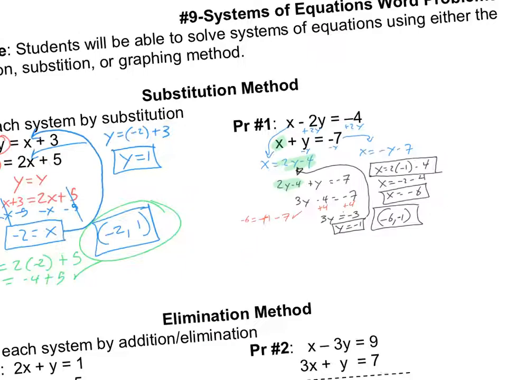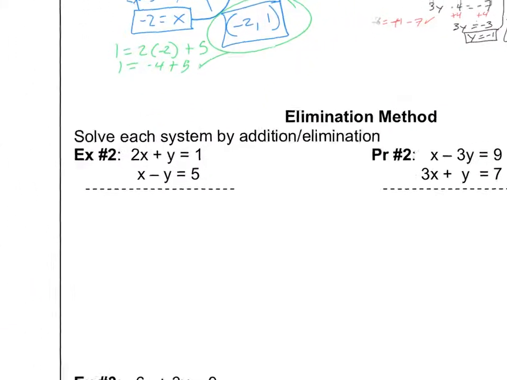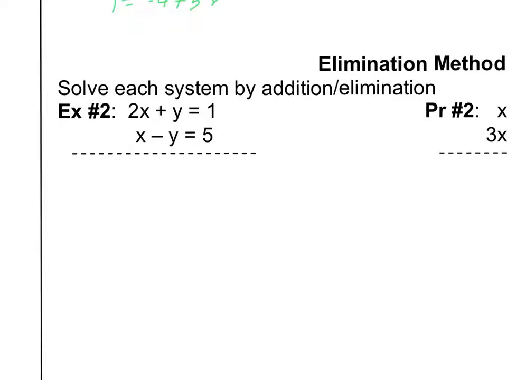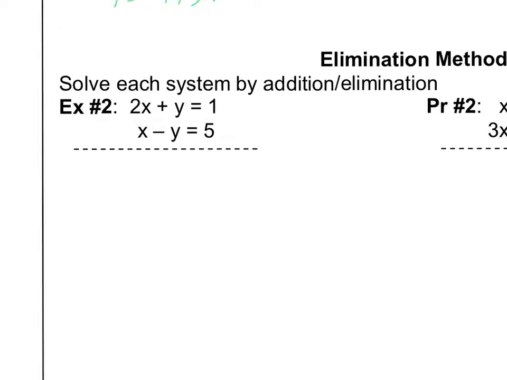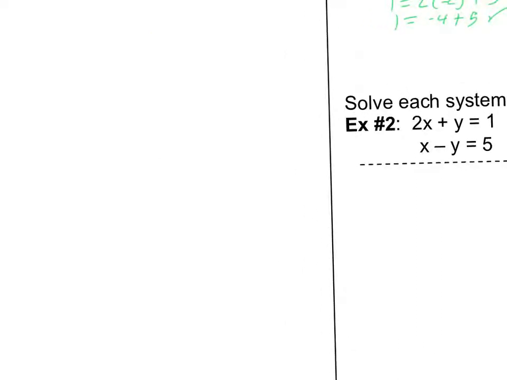All right, but let's go to the elimination method, and this is usually people's favorite. So let's solve each system by addition or elimination. Before we do this, I want to just point out something to you. Let's do a really simple equation. Let's say I said 1 plus 2, well that equals 3. And then let's say I said 5 minus 2. That also equals 3, right? And it's just kind of a coincidence that these both equal the same thing. Don't pay too much attention to that.